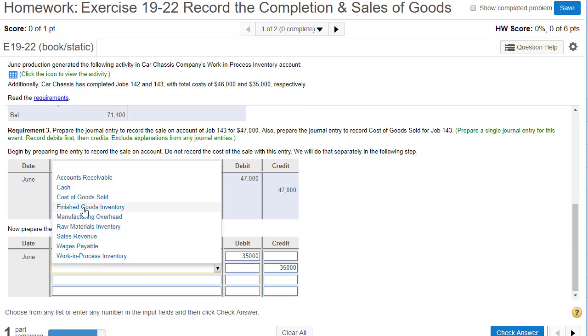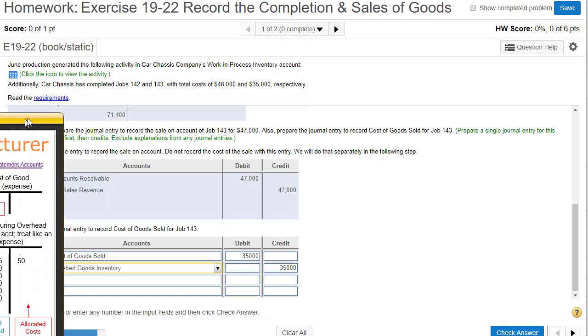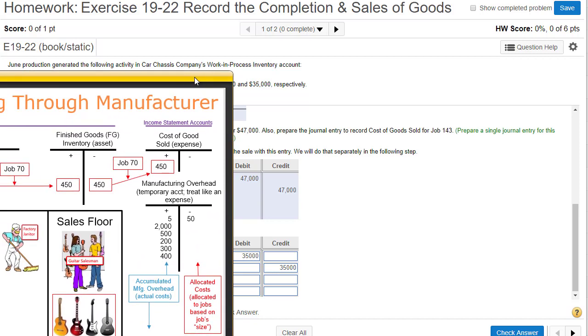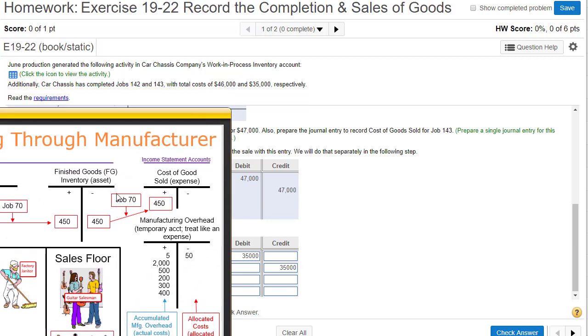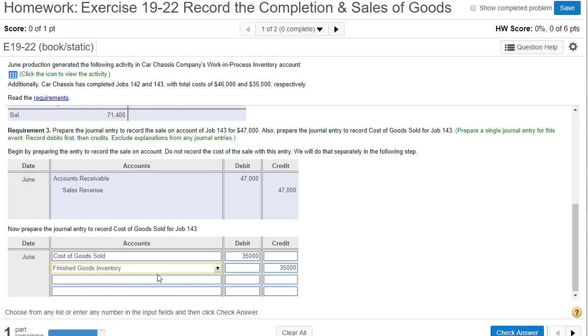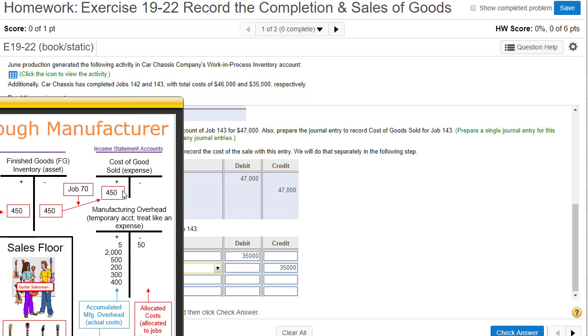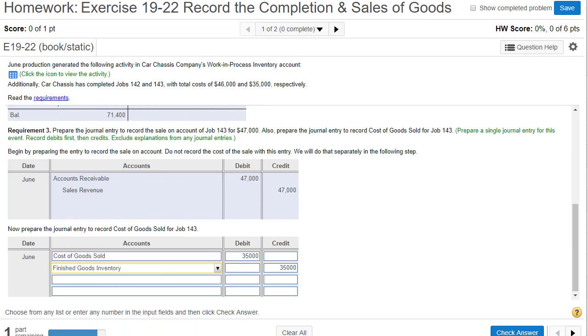Finished goods has to lower. So what I'm doing here is job 143 is leaving finished goods, so I have to lower it with a credit. So that's what I've done, lowered finished goods with a credit. And then we're transferring the cost to cost of goods sold and expense, and that is the debit.